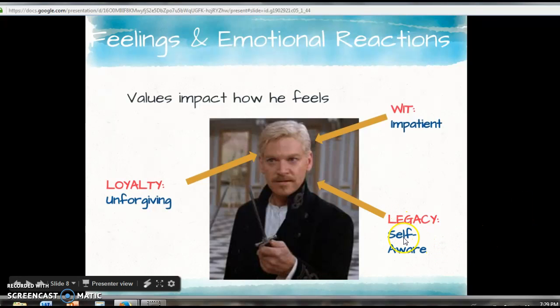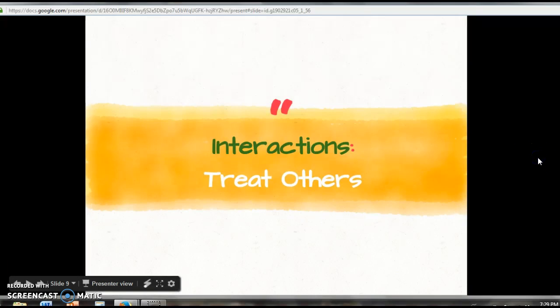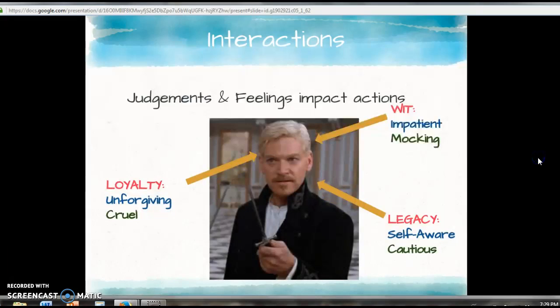So you can see here, they're connected. These values directly impact their feelings. Which brings us to the next one, which is their interactions. So how they treat other people. Again, this treatment is going to be based on their judgments and their feelings. So again, let's look at Gertrude. Because Hamlet values loyalty, he's very unforgiving to anything that he perceives as a betrayal. So he tends to be cruel to his mother. He can't be kind, even though the ghost has implored him to be kind, because of this chain that you see here.